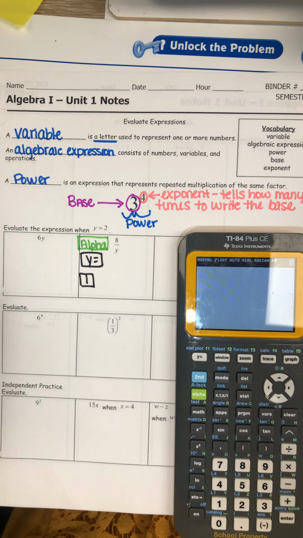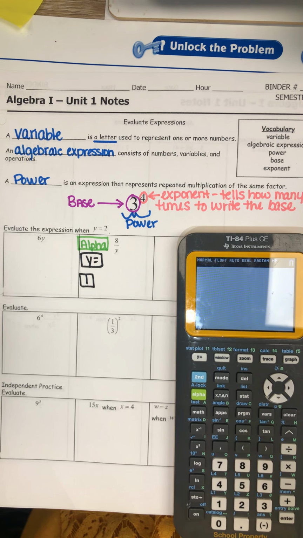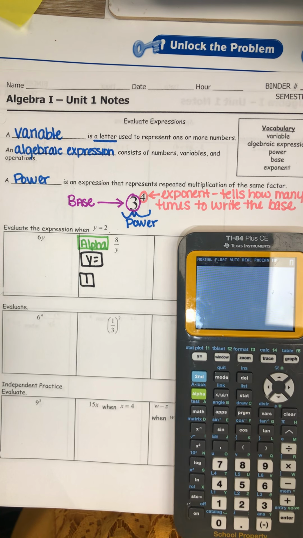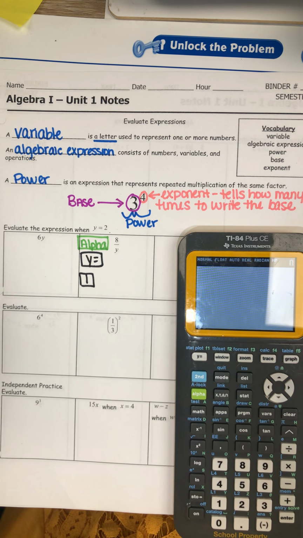Hello. Today we're going to talk about evaluating expressions. And there's a few vocab words that we need to go over. A variable is a letter that's used to represent one or more numbers. An algebraic expression consists of numbers, variables, and operations. It does not contain an equal sign. That's the difference between an expression and an equation.